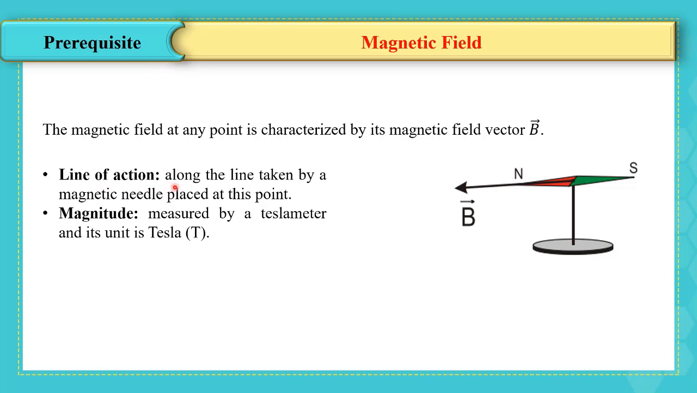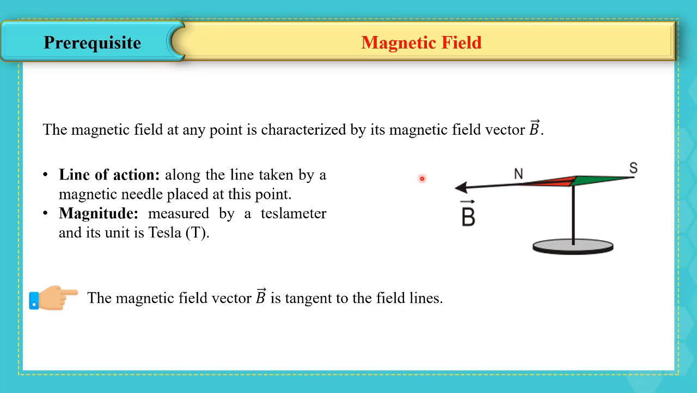The line of action of this field is along the line taken by the magnetic needle placed at this point, and the magnitude is measured by a device called Tesla meter. The unit of the magnitude of the magnetic field is Tesla. You must note that the magnetic field vector B is tangent to the field lines.